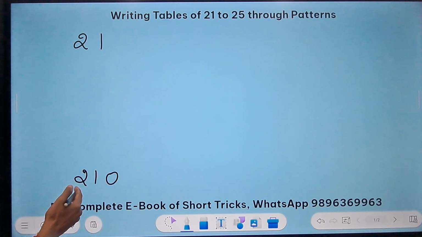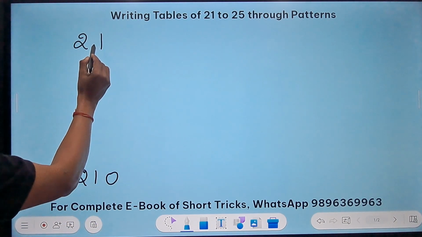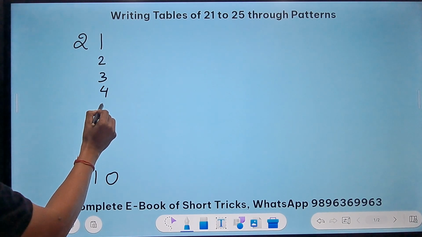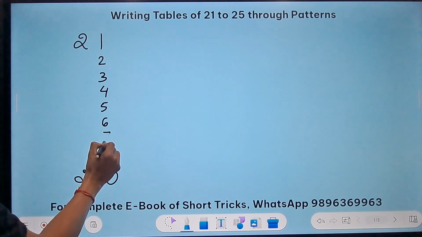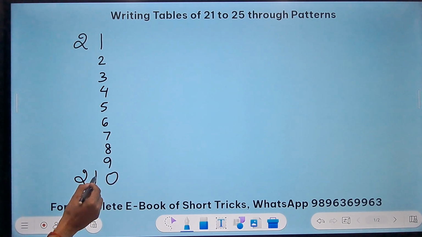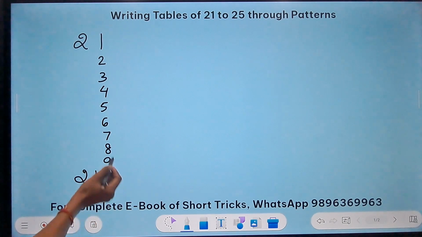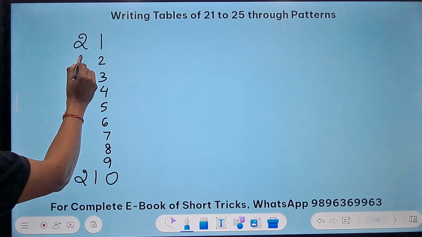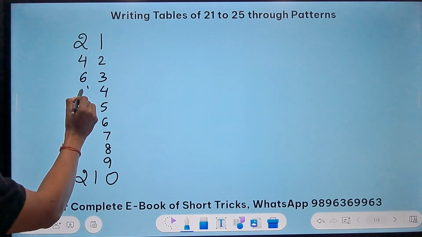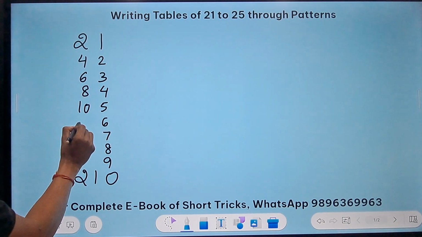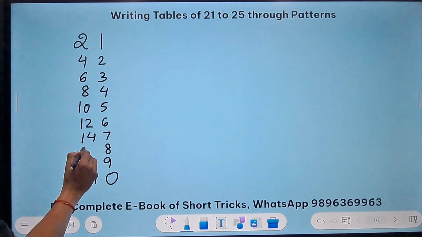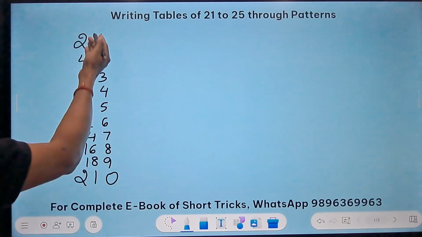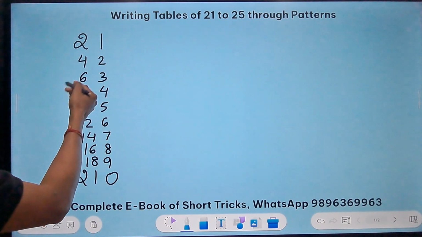So what do you write in between? From 1, if you start with natural numbers 2, 3, 4, 5, 6, 7, 8 and 9. So you have a 10 already here, right? Now what happens to this 2? Just write the even numbers 2, 4, 6, 8, 10, 12, 14, 16, 18, and the last one is obvious, 210. So now you can check 21, 42, 63, 84.